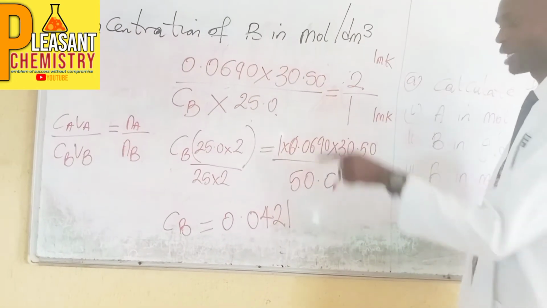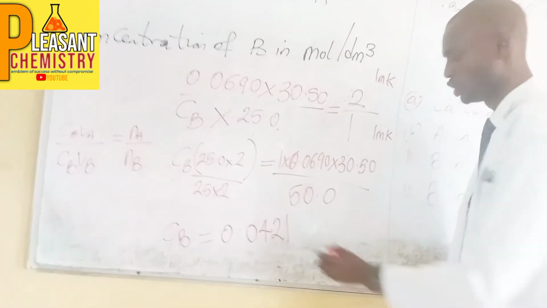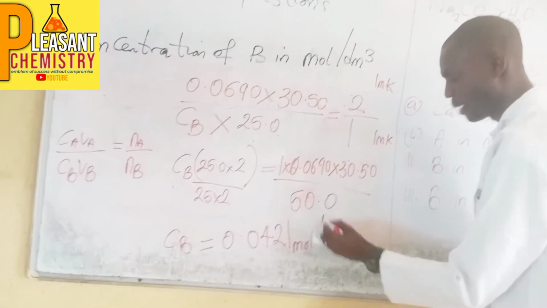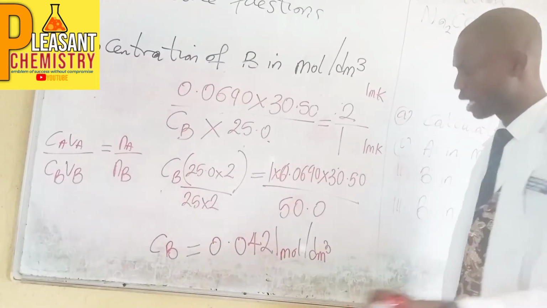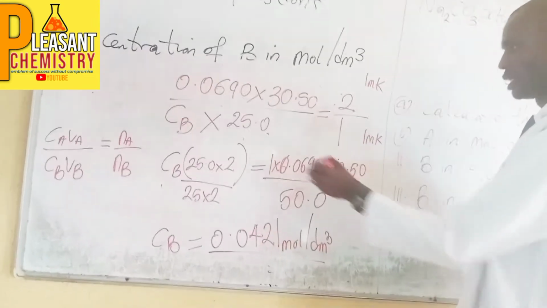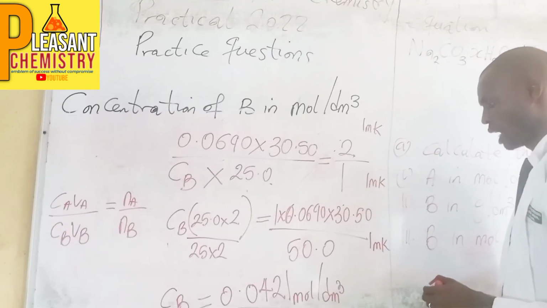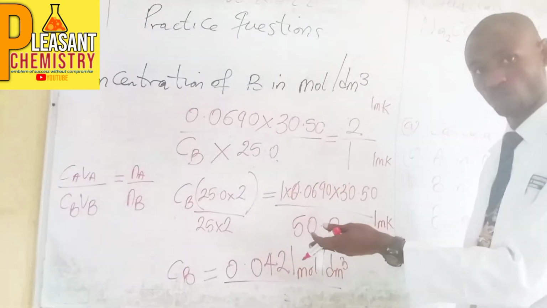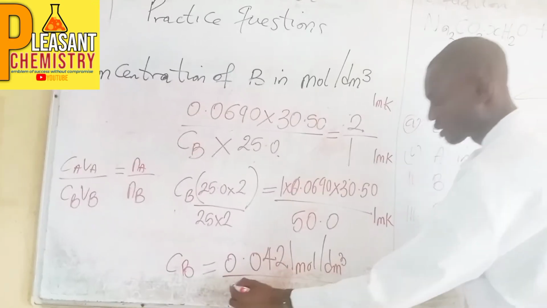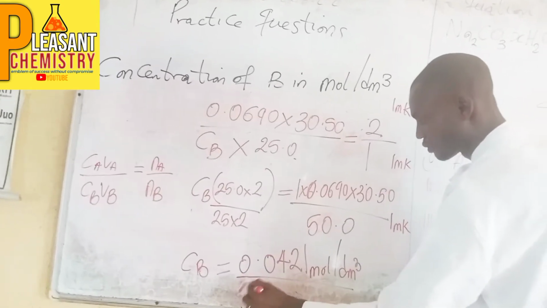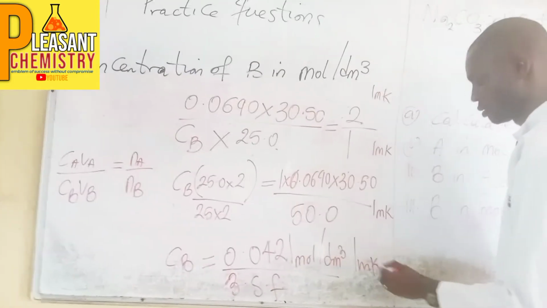0.0421. Remember that we are calculating CB, so it must be in mole per dm³, not in gram per mole. Making CB the subject of the formula earns you 1 mark, and then the correct significant figure, which must be 3 significant figures, earns you another 1 mark.